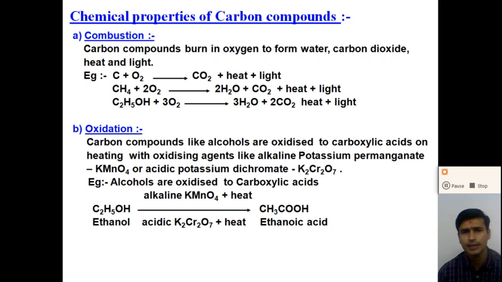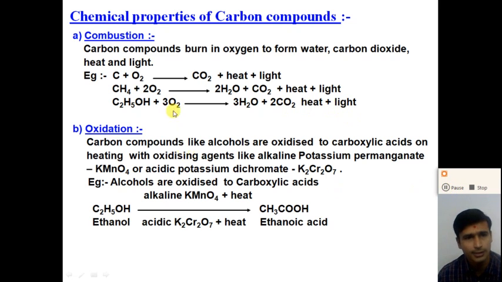Similarly, if we take any carbon compound, like ethane, C2H6, ethane is burned in the presence of oxygen and gives water, carbon dioxide, heat and light, right? Similarly, if we take ethanol, C2H5OH, with two carbon atoms the name is ethane, and the functional group OH is present, so its name is ethanol, right? So ethanol burns in the presence of oxygen and gives water, carbon dioxide, heat and light.